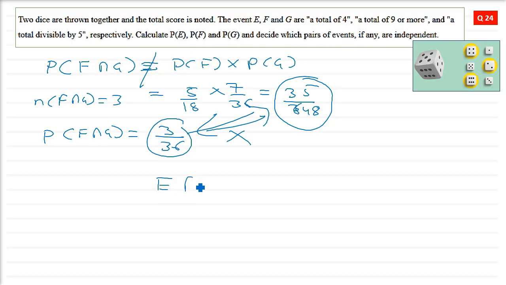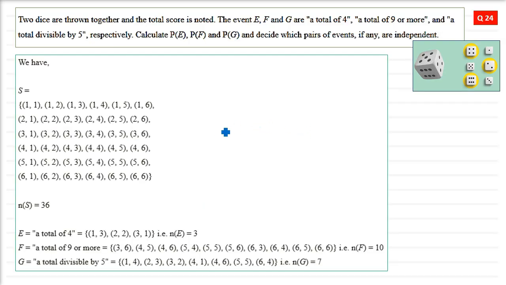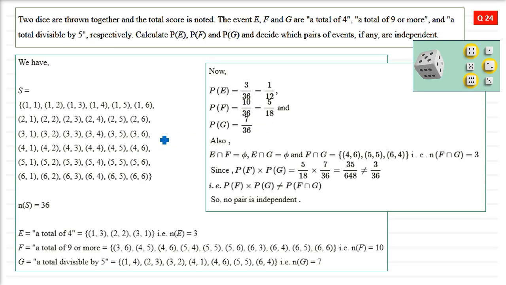E intersection F was phi, null, so they are independent events. E and G have nothing in common. They are null, so independent events. And for P of F intersection G, though they have 3 elements in common, the probability of individual multiplication is not equal to the probability of intersection. So F and G are also independent. So this was a good question, and this is how you can do it. It can come in 5 marks, I am quite sure.